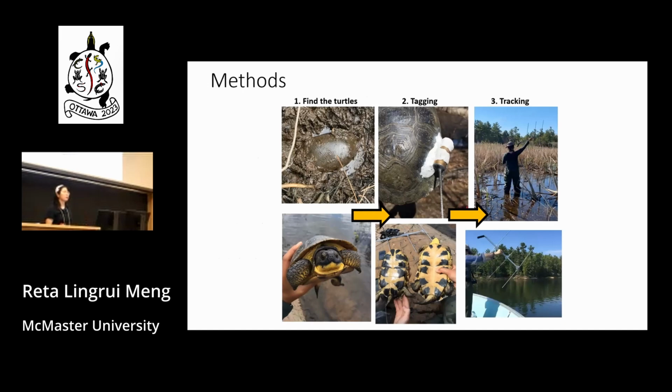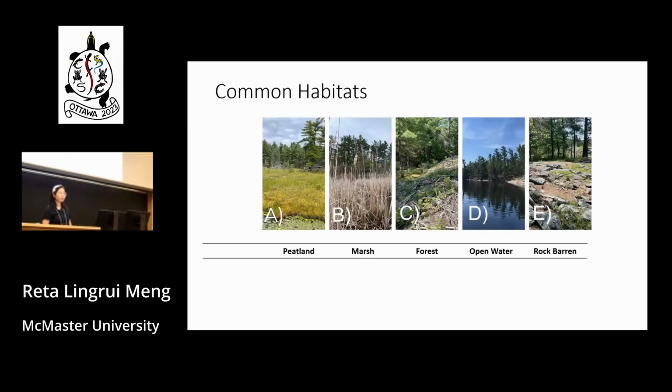We did radiotelemetry in 2021 and 2022 during their active season, between May and September, and our relocation frequency was about 2 to 3 times a week. We had 516 total relocations across 12 different Blandingii turtles, 6 females and 6 males, so a pretty even sex ratio as well.